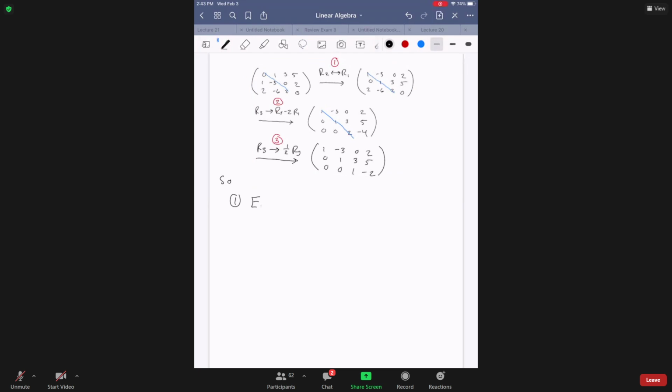For one, how do we express this as an elementary matrix? So again, E1 is going to equal, well, I'm going to interchange the second row with the first row. So again, label your positions. I want to put the first row in the second position, put the second row in the first position, and leave this one alone.